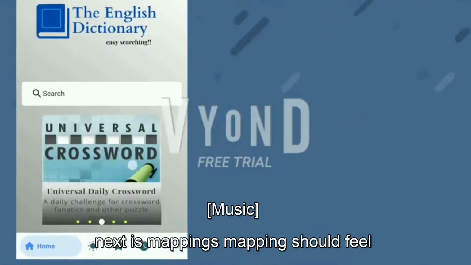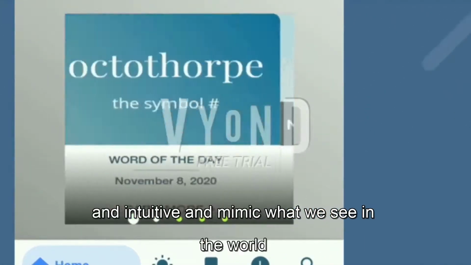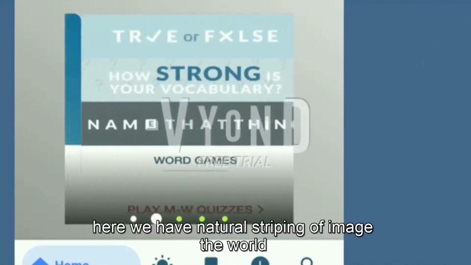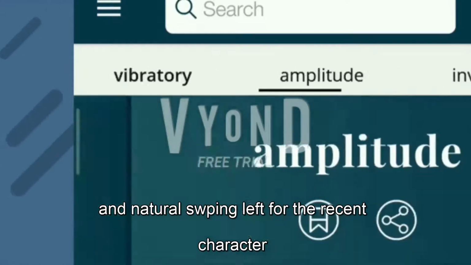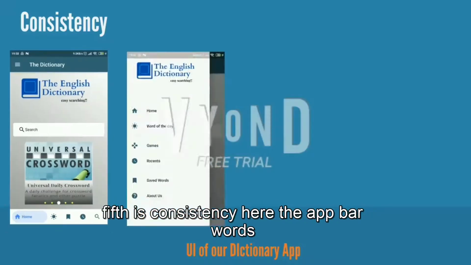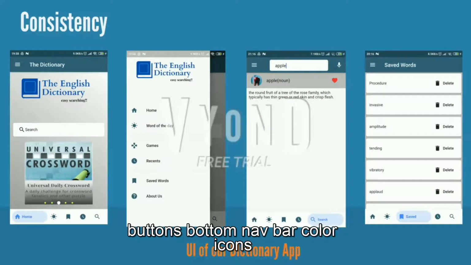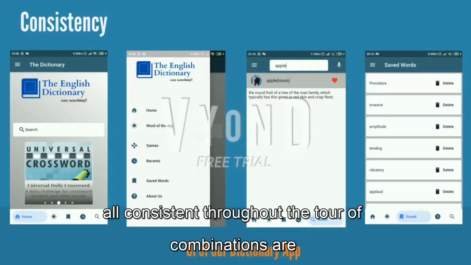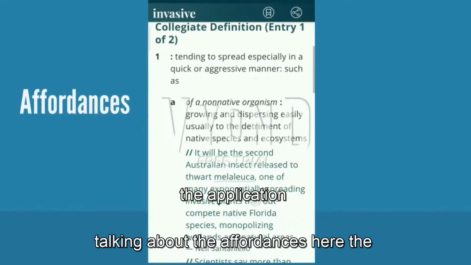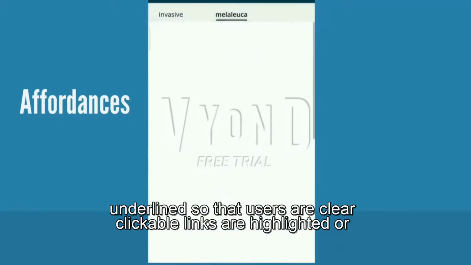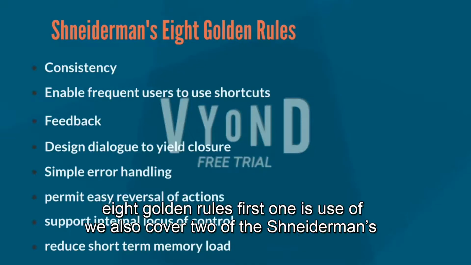Next is mappings. Mappings should feel natural and intuitive and mimic what we see in the world. Here we have natural swiping of the image carousel and natural swiping left for the recent words. Fifth is consistency. Here the app bar, icons, buttons, bottom nav bar, and color combinations are all consistent throughout the tour of the application. Talking about affordances, here the clickable links are highlighted or underlined so that users are clear enough to identify them. We also cover 2 of Shneiderman's 8 golden rules.